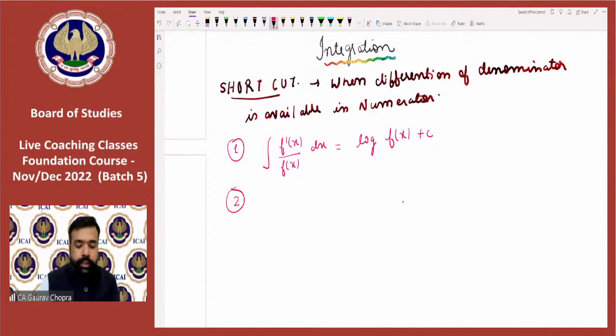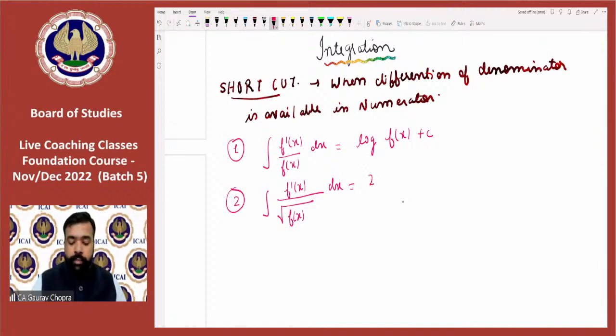And the next one is integration of... Now in denominator this time we are having root and the function is available inside the root. In numerator we are having f dash x. So if this kind of situation is there, we can directly apply the formula 2 root fx, and then at last we can add the constant. Okay. So these are the formulas we can apply.